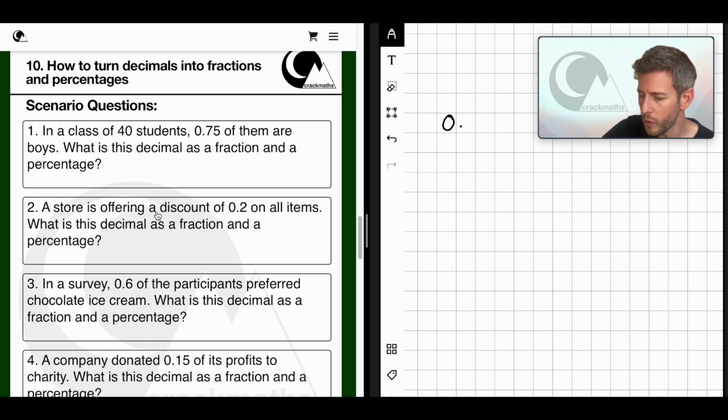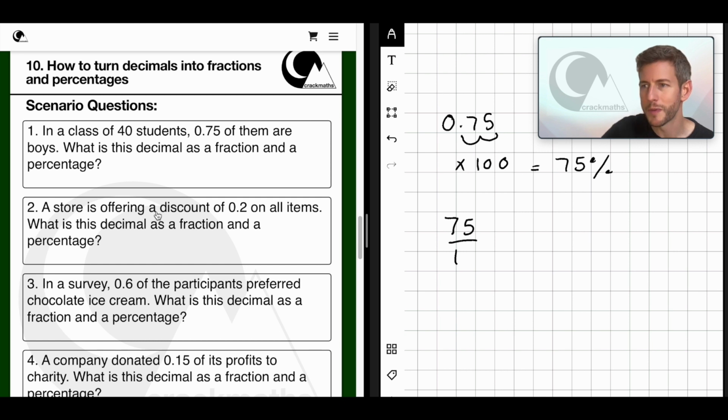So 0.75 times 100 equals 75%. So remember, it's bounce, bounce. Okay, now 75% is the same as 75 over 100, because that is what percentage means. Percentage means out of 100. 75% is 75 out of 100. So we now have it as a percentage and a fraction.